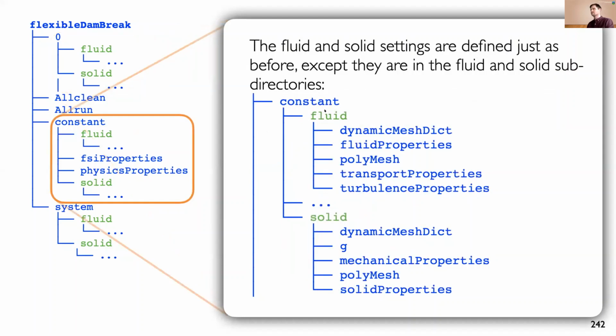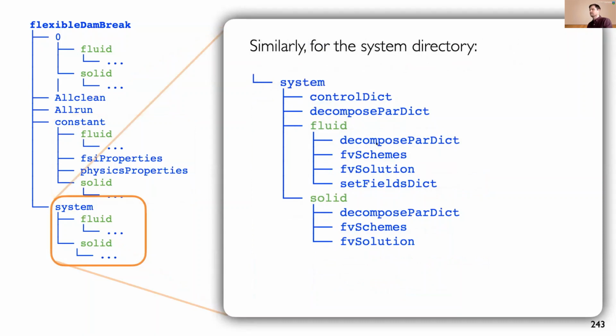In constant, we'll look inside fluid. So inside fluid, you have your dynamic mesh dict. Fluid properties is the only thing you might not be familiar with. That's basically where you say use interFoam or use icoFoam, or which fluid model you use. Then you have your transport properties and turbulence properties. In this case, interFoam requires both of those. In your solid, once again, we have mechanical properties, gravity, and our solid properties specifying which solid model to use. And then in our system settings, you just have your normal system settings as well.